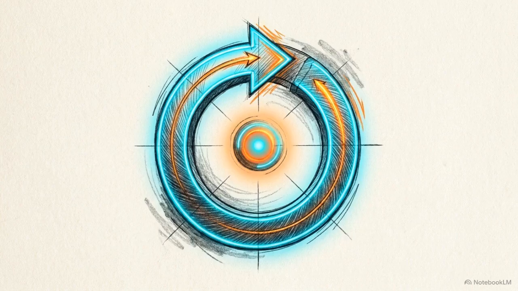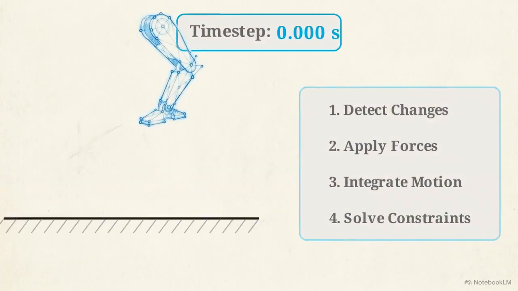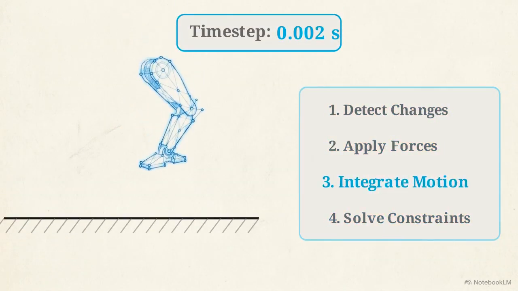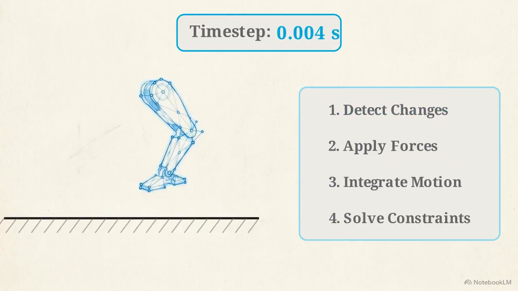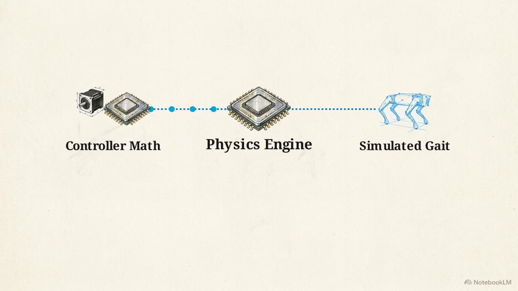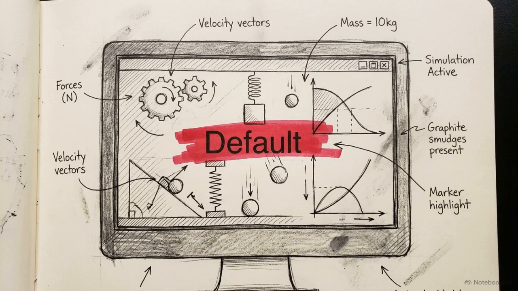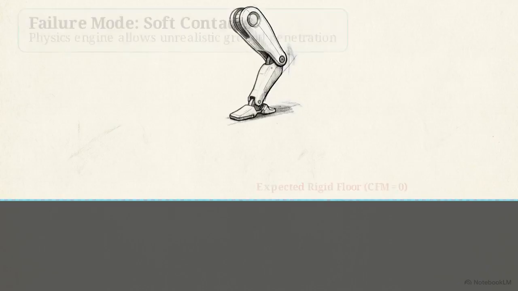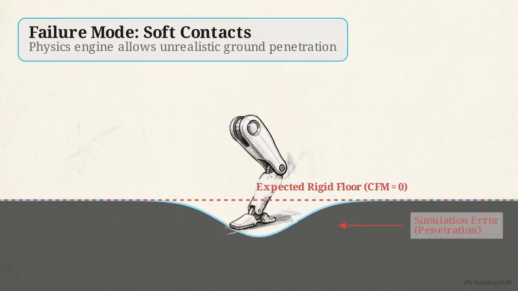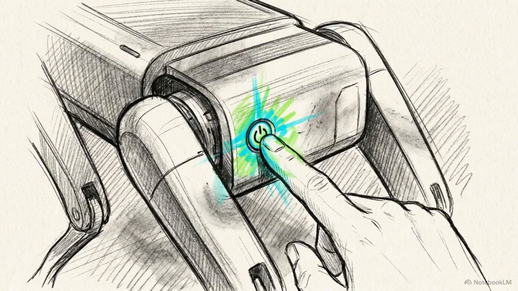To find the discrepancy, we look at the simulation loop. Every single millisecond, Gazebo runs a sequence of events to approximate how your robot interacts with its environment. This diagram outlines that pipeline. Your controller math feeds servo commands into the physics engine. The engine calculates the forces and constraints, and it outputs the simulated gait. Relying on forgiving default settings trains your controller to exploit mathematical loopholes. It learns to walk in a universe with soft floors and inconsistent contact forces, loopholes that vanish the moment you hit the power switch on real hardware.